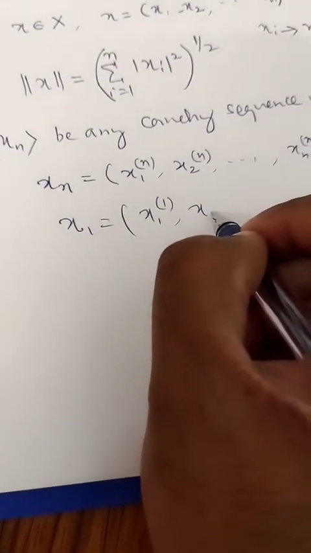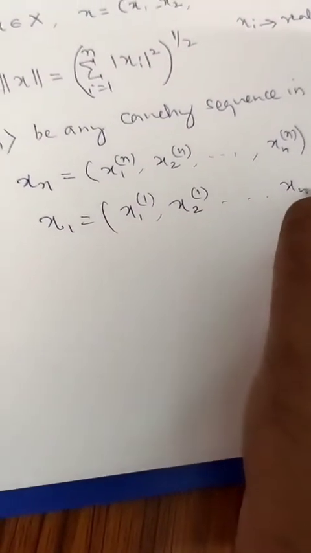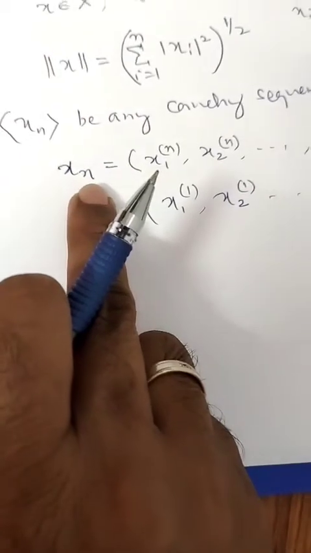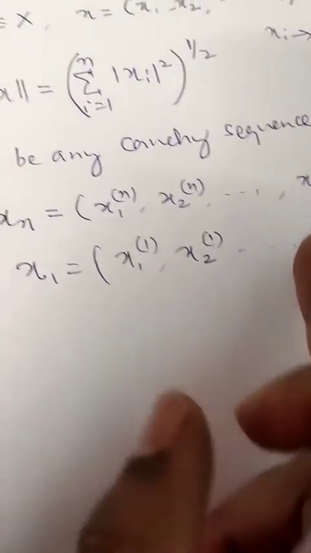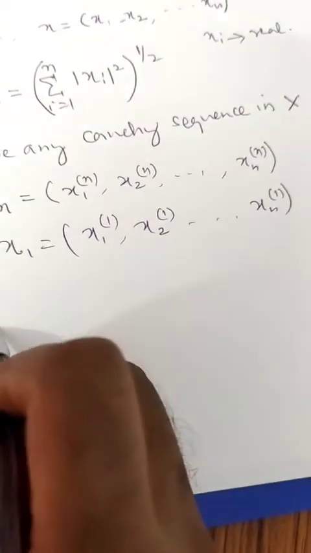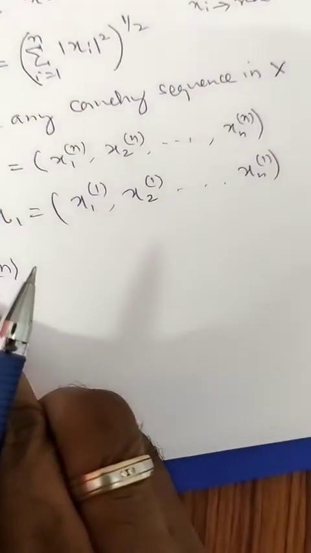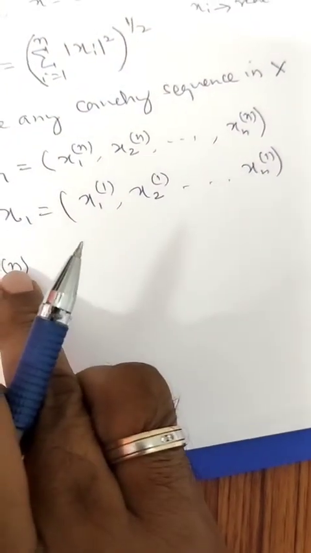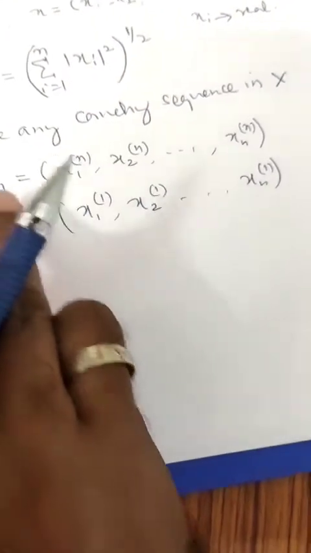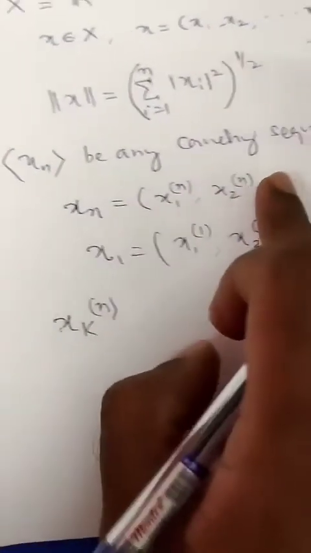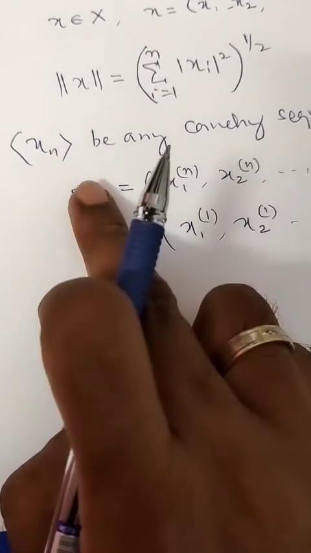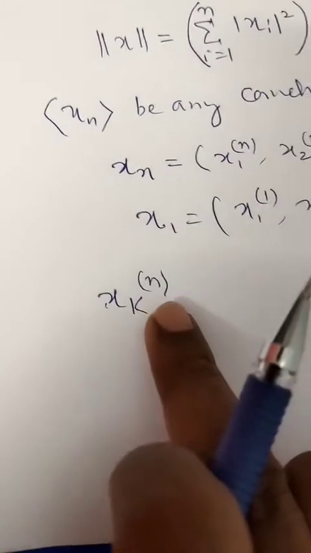Okay. So how do you write x_1? The element x_1 is x_11, x_21 and so on, x_n1. So this is the first element in the sequence. Likewise, the nth element x_n is equal to x_1n, x_2n and so on, x_nn. So here x_kn in general is the kth coordinate of x_n, the element x_n.